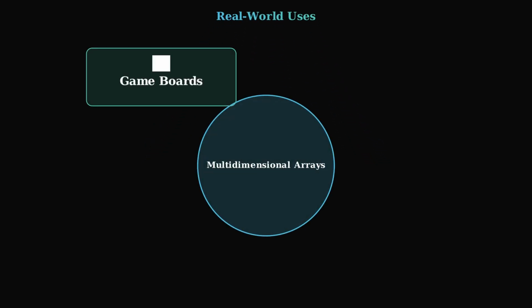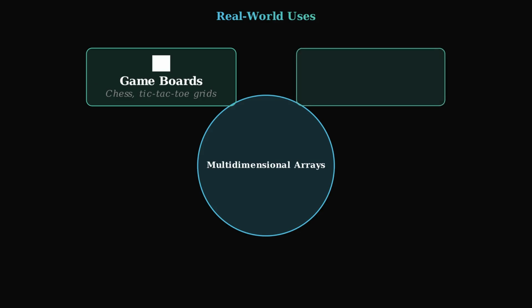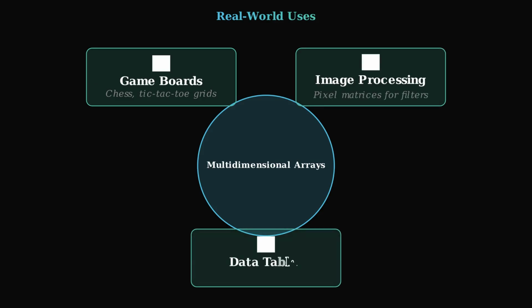How are multidimensional arrays used in the real world? Game boards, chess, tic-tac-toe grids, image processing, pixel matrices for filters, data tables, spreadsheet-like structures. Multidimensional arrays power all these applications. Let's see the problem it solves.